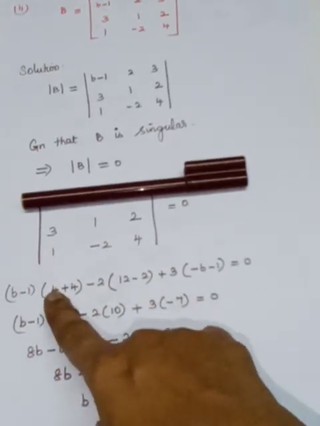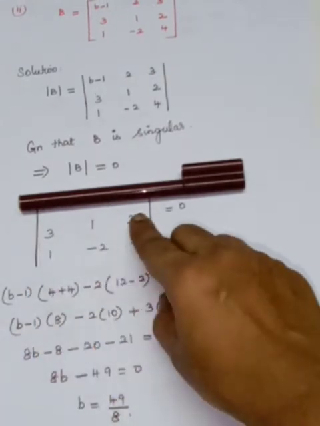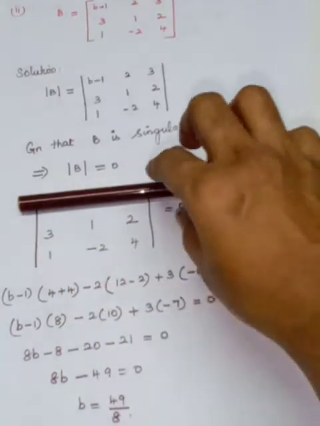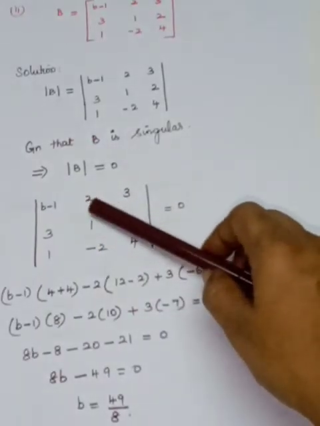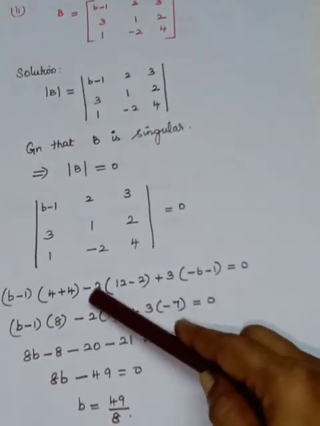Okay, 1 into 4 is written. So next in between you have to write minus 2 into 2. Where it is? Minus 2 into 2 is minus 4, so it will become plus 4. And next when you go to the next element, you have to change the sign according to the cofactor. So it will become minus 2.